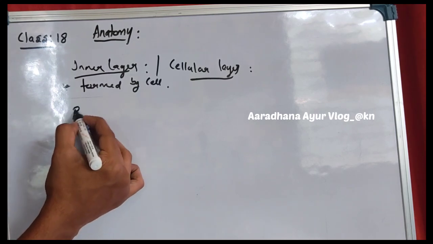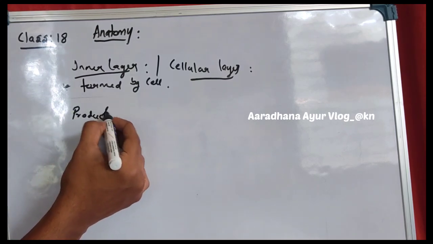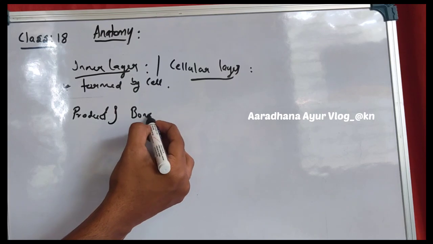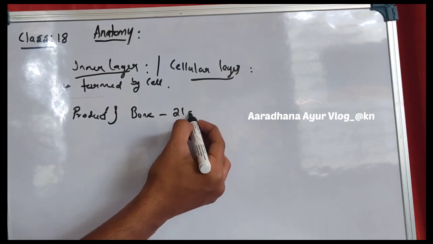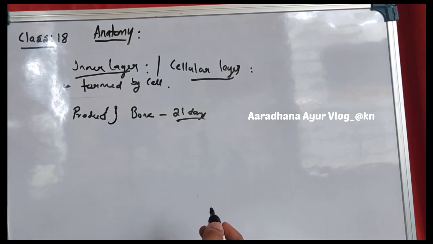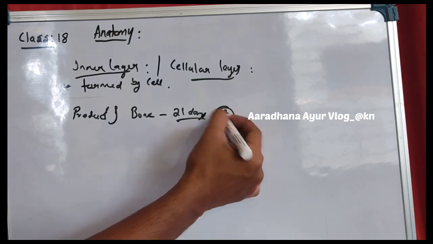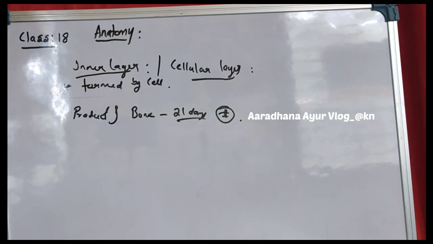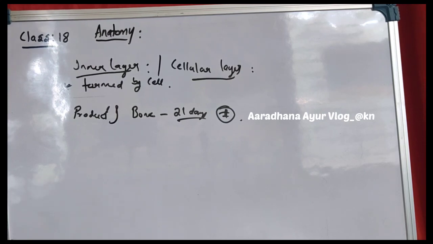It is responsible for the production of bone. Production of bone takes 21 days after a fracture happens. So once you get a fracture, it takes 21 days to form the bone. Okay. So this was some of the classification and the general structure of the bones.